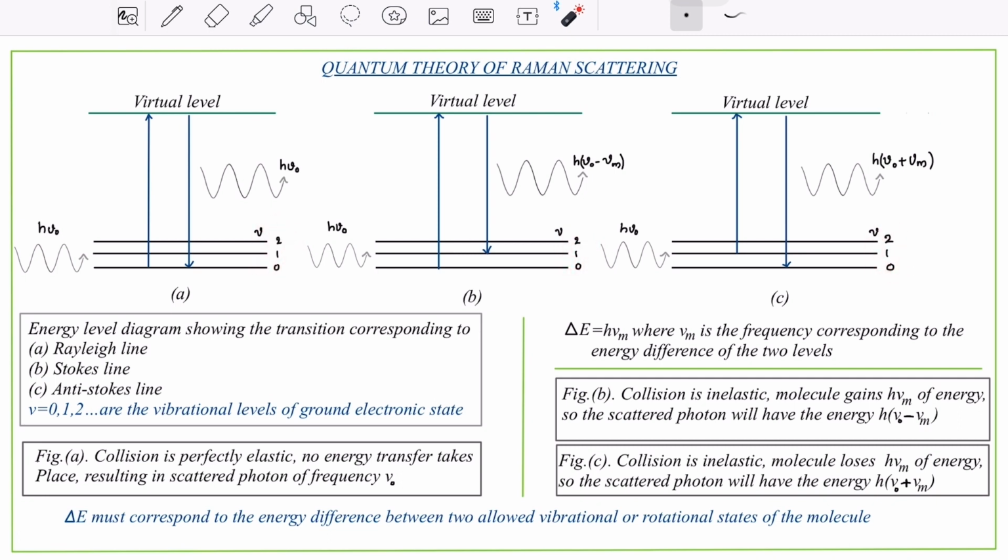In the figure, ν equal to 0, 1, 2 are the vibrational levels of the ground electronic state. Please note that here ΔE must correspond to the energy difference between two allowed vibrational or rotational states. Correspondingly, you will have the rotational Raman spectrum and vibrational Raman spectrum.